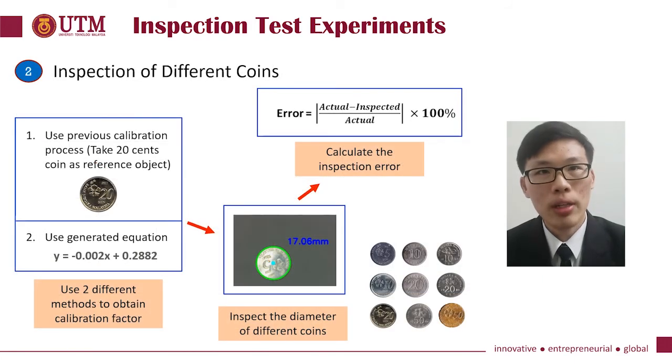Coming to the second experiment, it is regarding the inspection of different coins. The experiments were divided into 2 sets, in which different methods to obtain the calibration factor were used. The first method is using the previous calibration process by taking the 20 cents coin as reference object for calibration. The second method is using the generated equation, where the x value will be substituted by the coin thickness or the height of circle. Then the diameter of different coins are inspected and the inspection error is calculated.